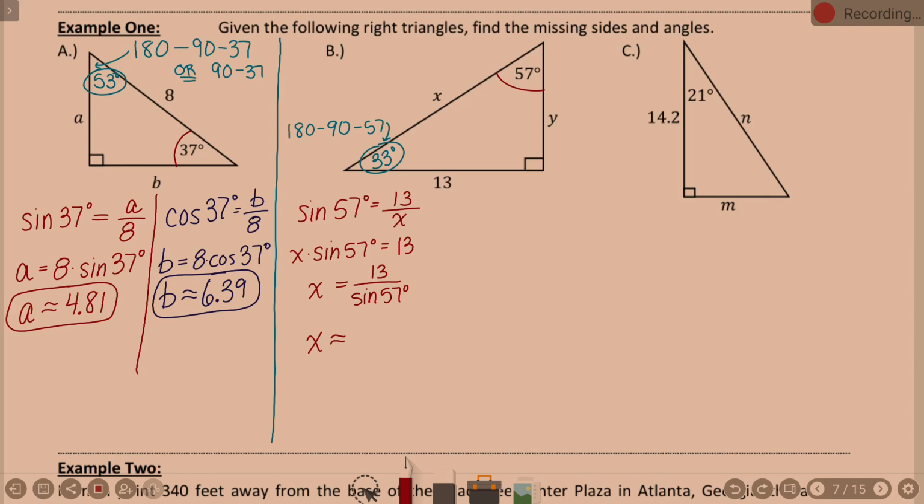Not that it's that difficult, but make sure you get it put into the calculator correctly. You could just use a division sign. You don't have to have a fraction bar to get it right here. What are you getting to 2 decimal places? 15.50. Okay, 15.50, or in other words, 15.5.